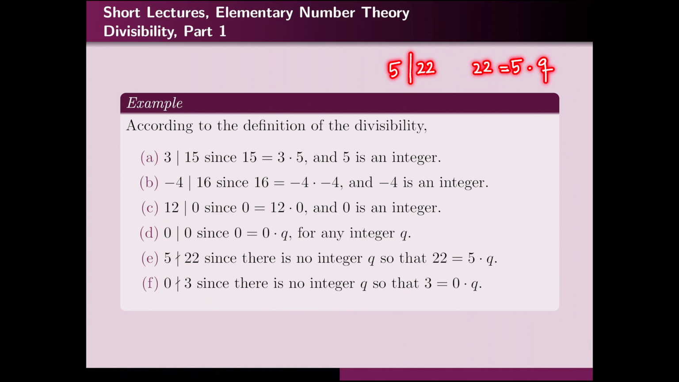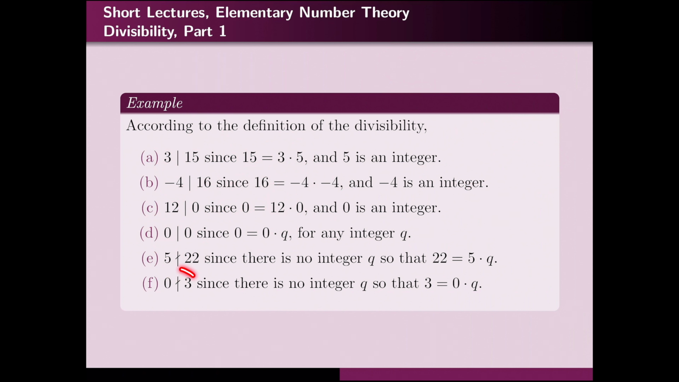But you know that the only number q that satisfies this relation is nothing except 22 over 5, which is not an integer. So even though I can find a number like q for which this relation holds, that q is not an integer. So this means that 5 divides 22 is false, so its negation, which is this one, is true.